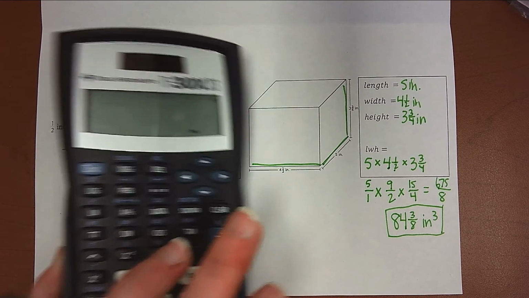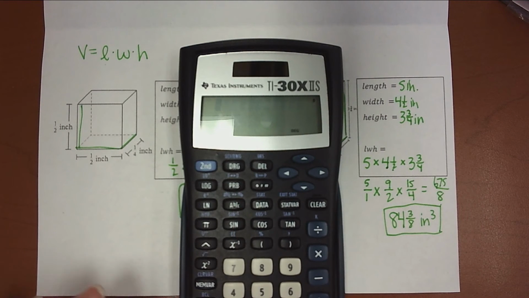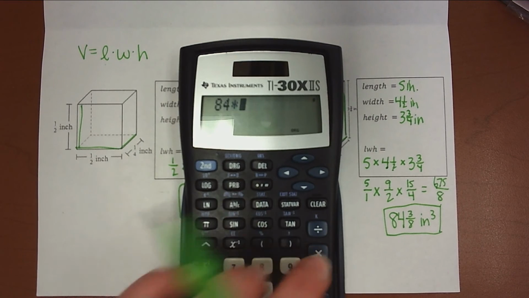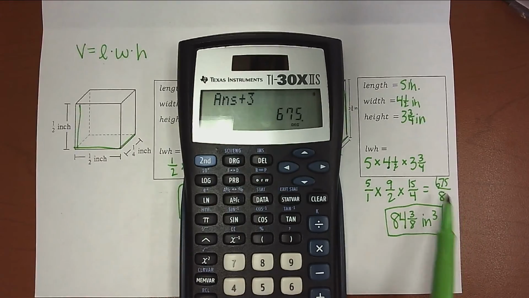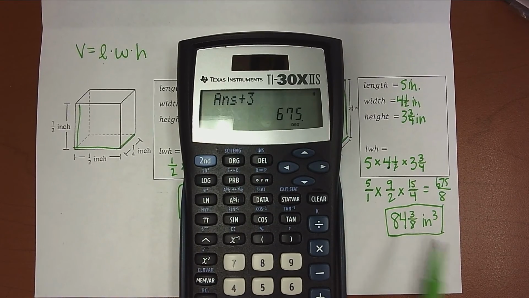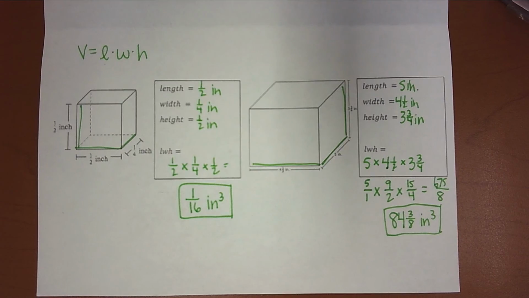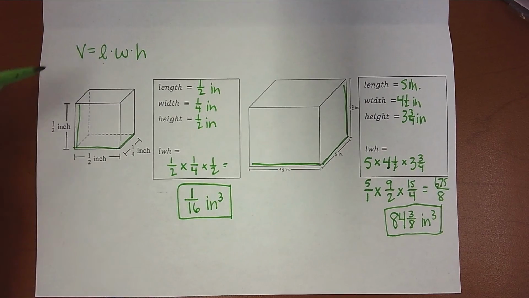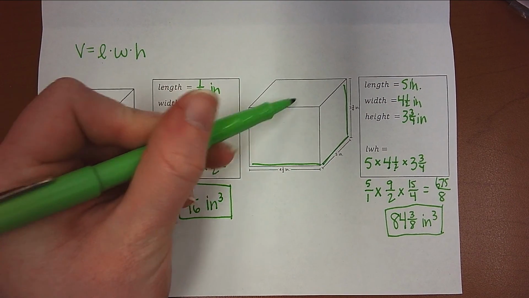I also may want to double check that 84 3/8 equals 675 eighths. So I might do 84 times 8 is 672 plus 3 is 675 eighths. So that also gives me kind of a double check and reassurance that I did this correctly. Again, to find volume, we're doing length times width times height. We're just finding the amount of space that an object takes up.